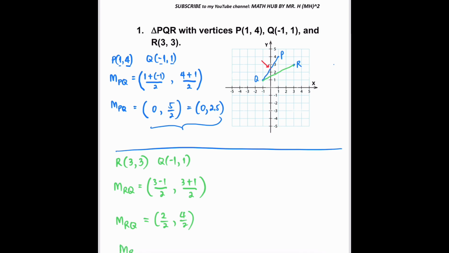Therefore, the midpoint of segment RQ is at 2 divided by 2 is 1. 4 divided by 2 is 2. Therefore, the midpoint of segment RQ is located at 1 comma 2. 1 comma 2 is here. There you go. So that's the midpoint.